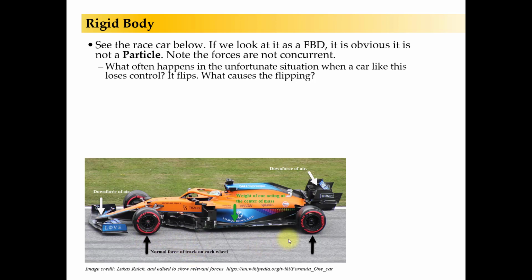These forces are not concurrent, right? Concurrent means all their lines of action intersect in a point, and this is not the case for this free body. If you've ever watched Formula 1, or if you watched anything really, you'll see, when things have moment acting on them, forces that are not concurrent, what can happen is things can flip. And that flipping really is due to the moment, because moment is really that tendency to cause rotation.